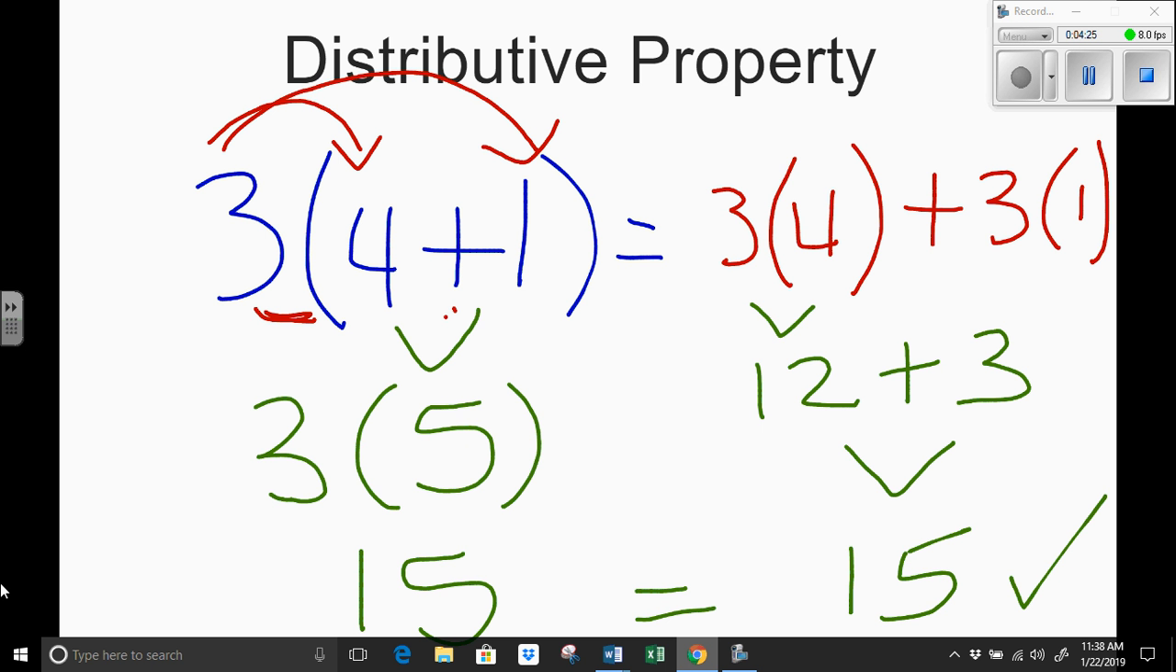So again, when you think of distributive property, think of passing out something. And in this case, the 3 was passing out to the 4 and to the 1.